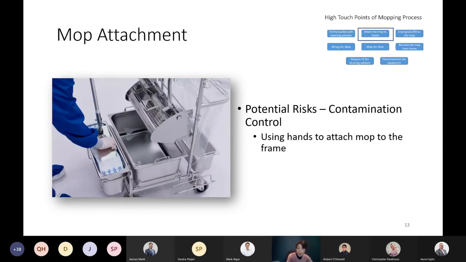Second process along this journey is the mop attachment. So what are the potential risks? The biggest risk in this process is contamination control, because at this point, you're using your hands to attach the mop to the frame. And then the hands touch everywhere, right? And then after you put the mop onto the frame, you use the same hands with the same gloves to touch other surfaces. So there are definitely cross-contamination risks along this process.